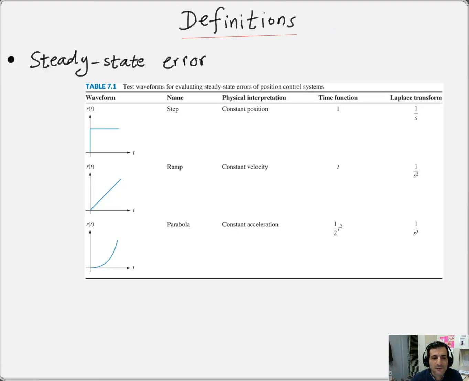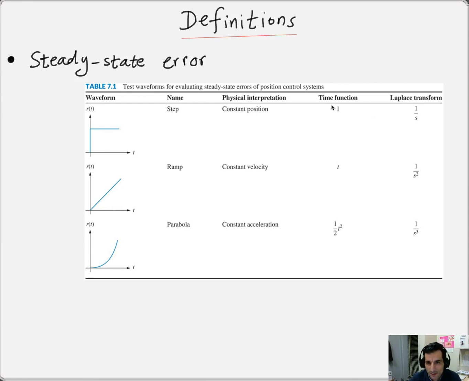So let me first define what the steady state error is. The steady state error is basically the difference between the input and the output of a system for a given test input as time goes to infinity. The test inputs that are used for steady state error analysis and design are shown in this table. So we can have a step input, a ramp input, or a parabolic input.